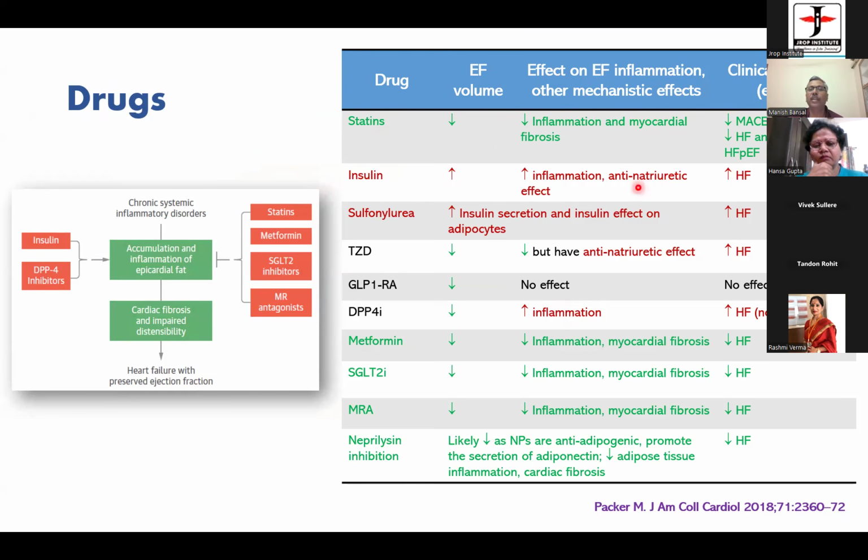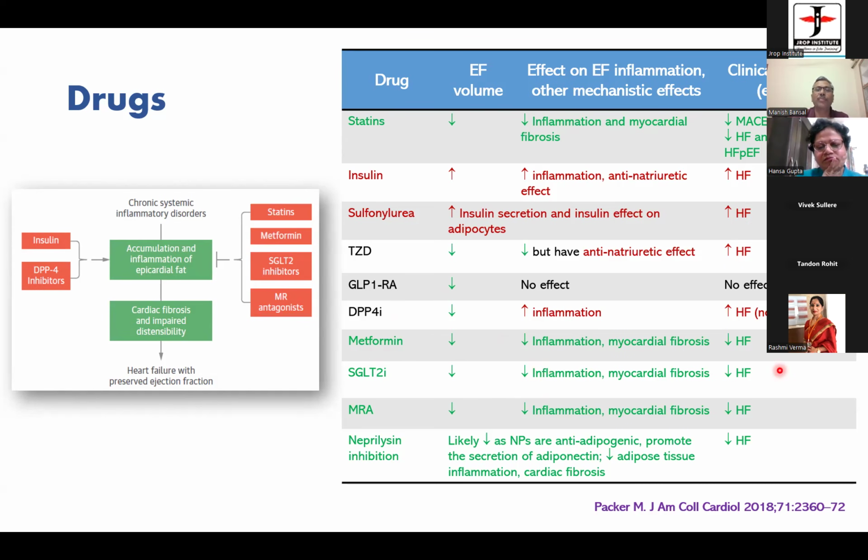Insulin increases fat, so it's harmful. Sulfonylurea increases fat, harmful. Then DPP-4 inhibitor like sitagliptin, it reduces fat volume but increases inflammation, so it's not a good drug for heart failure. Metformin, SGLT2 inhibitor, and MRAs, all of these agents reduce fat volume, they reduce inflammation, so they reduce the incidence of heart failure also.